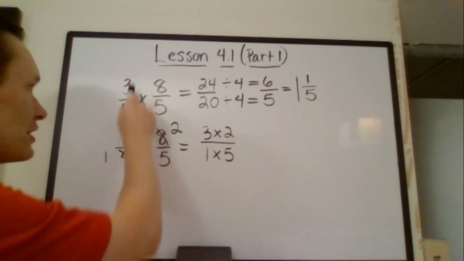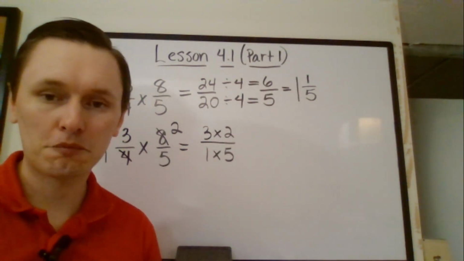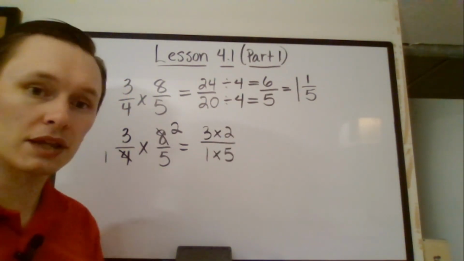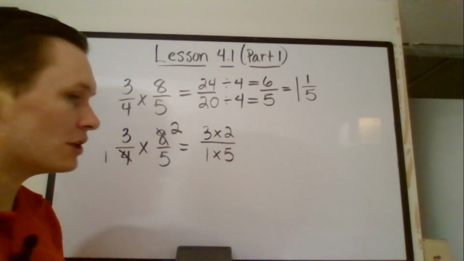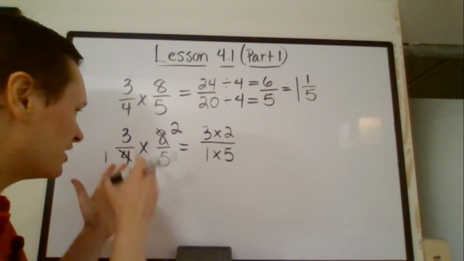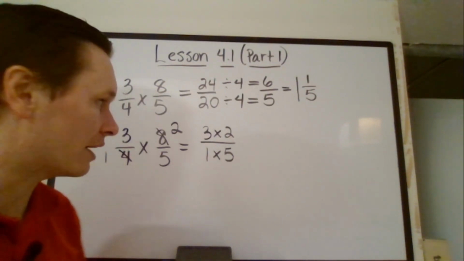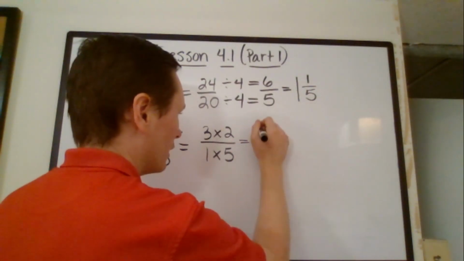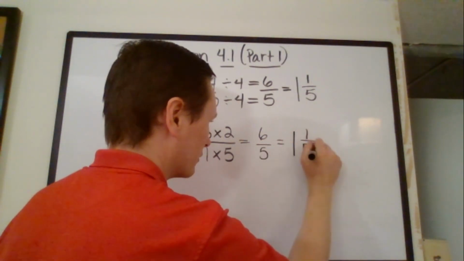Now I don't know about you, but I think multiplying 3 times 2 and 1 times 5 is easier than even doing this, and I didn't have to find the GCF. But that's totally up to you, and sometimes the GCF is maybe even a little easier than this way because you can't really see a way to simplify here, so then you do the GCF. Both ways are fine. Equals 6/5, which equals 1 1/5.